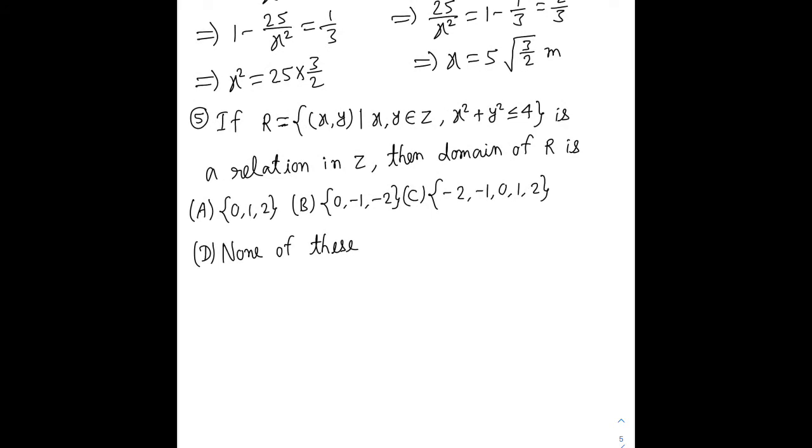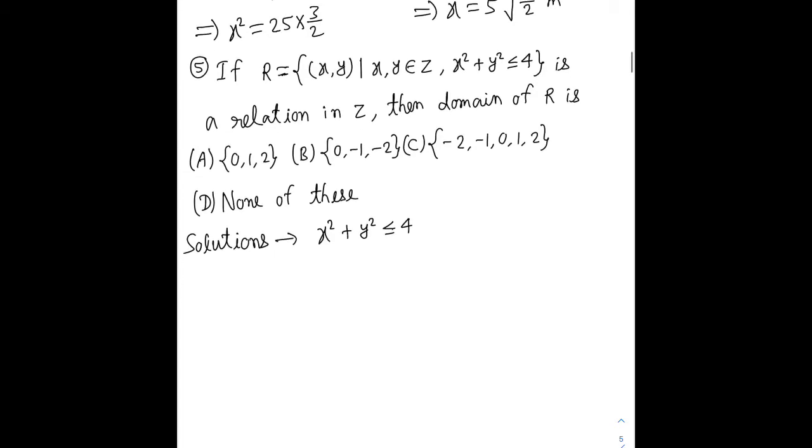So first of all guys, these two conditions are very important. One is that x and y are integers, and the second is that x square plus y square is less than or equal to 4. Domain is related to all possible values of x. Now you have x square plus y square less than or equal to 4. What will happen if you transpose y square to the other side? You will get x square less than or equal to 4 minus y square.